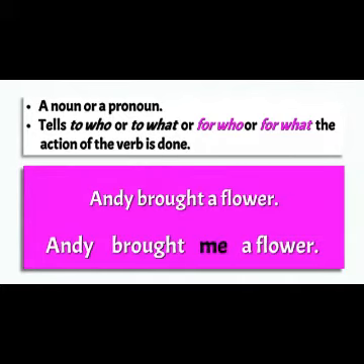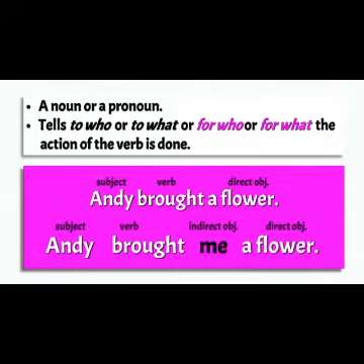Andy brought a flower. Okay, so we know that flower is the direct object. But if I said Andy brought me a flower, then me is your indirect object. It would be the same as saying Andy brought a flower to me. So to me would be your indirect object. And the flower, of course, is the direct object.